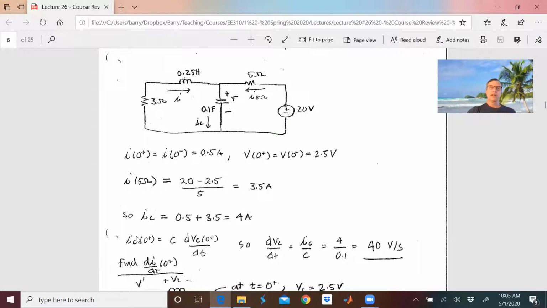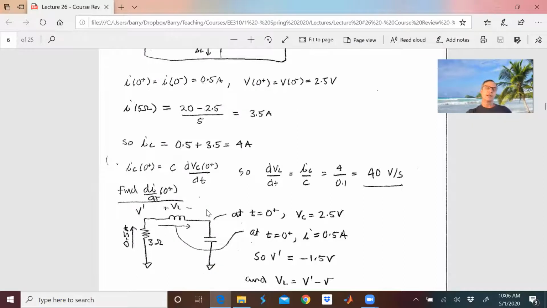And now let's get dVc/dt. We know that I equals C dV/dt. So dV/dt is going to be I over C, which is 4 amps divided by 1/10 of a farad, and that's going to give us 40 volts per second.